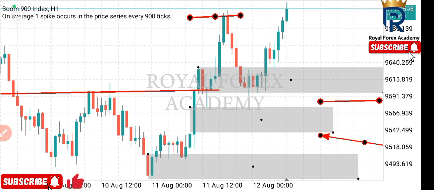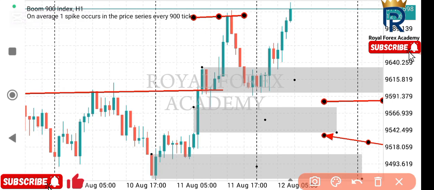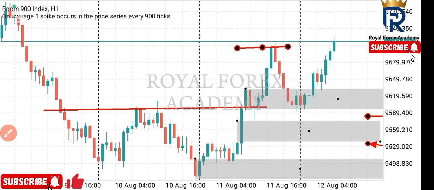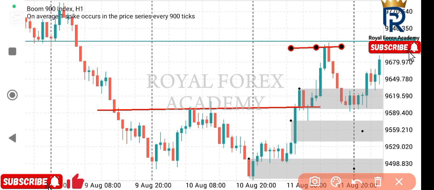Now we have identified this zone. So in trading, we follow procedure. Procedure number one is that you determine the trend, which we have determined. Initially, we were in a downtrend.